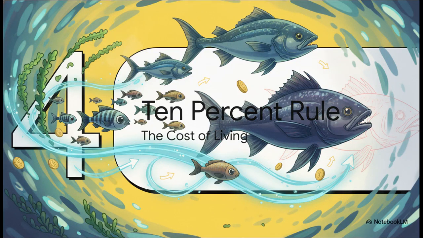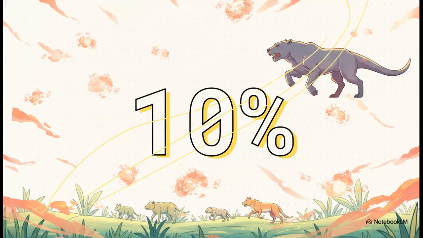Which brings us to Section 4, the 10% rule, the cost of living. Now, you might be wondering, why does the food chain just stop at the big fish? Why don't we have endlessly larger fish eating each other in a 20-step chain? Well, that brings us to the cost of living. Ecosystems are not exempt from the second law of thermodynamics. There is a universal tendency toward increasing disorder, and keeping a body functioning requires energy.